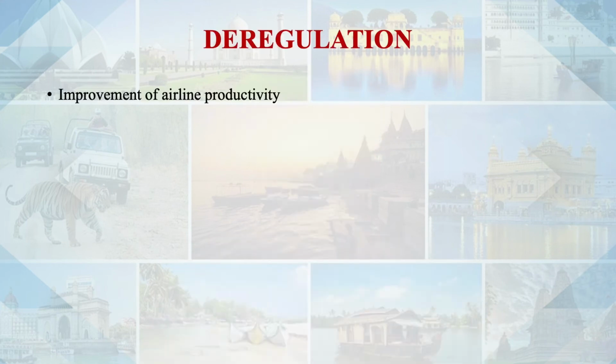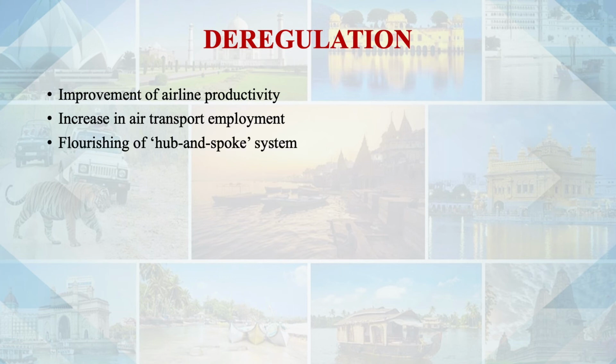Because of deregulation, airline productivity also improved. Air transport employment improved because more airlines were there. So there was an increase in air transport employment. Hub and spoke system became a major one. Hub and spoke system is a kind of network system that we'll discuss later in airline operations and planning. It is a system where feeder routes will be there and major trunk routes will be there. From the feeder routes, the passengers will be taken to the hub airport. From the hub to the major other cities, it will be taken by another aircraft. So that kind of system evolved after deregulation.